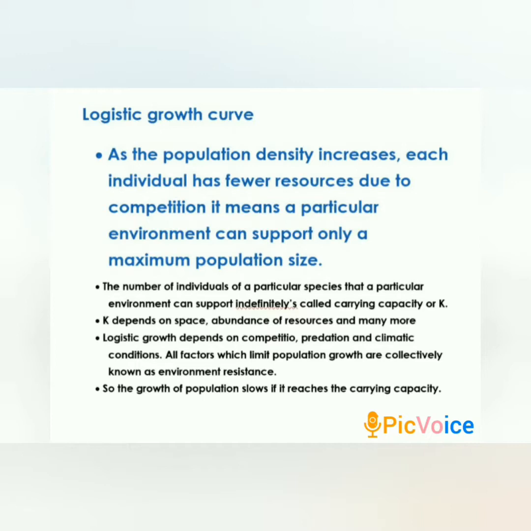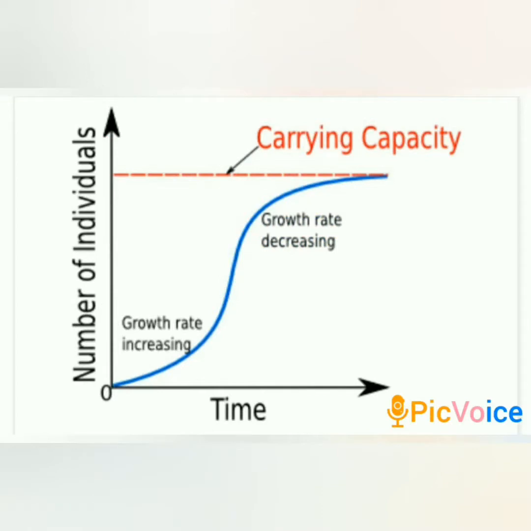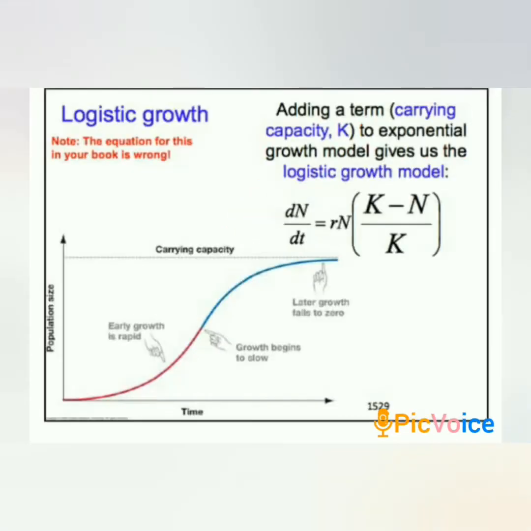So the growth of population slows if it reaches the carrying capacity. Due to this, the logistic growth will result in an S-shaped curve of population growth, which is known as Verhulst-Pearl logistic growth. It produces an S-shaped sigmoid curve. Logistic growth is given by the equation dN/dt = rN (K - N)/K.